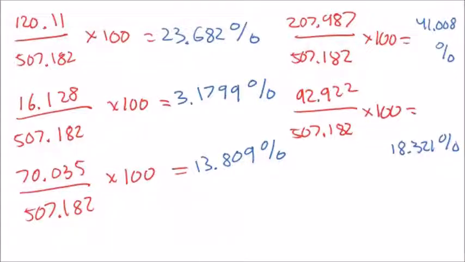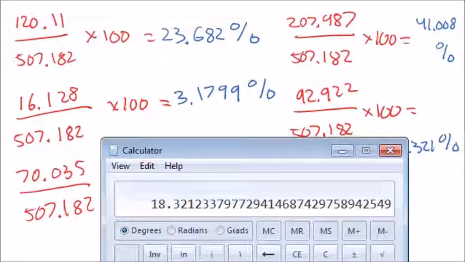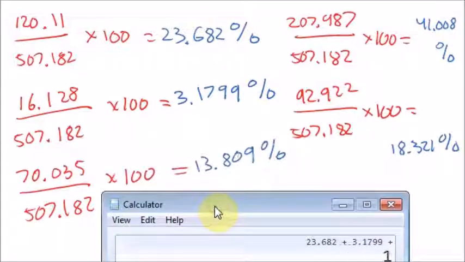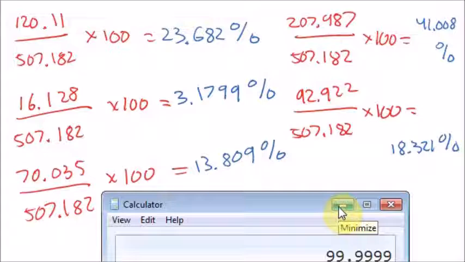So let's go ahead and check our answers. Let's add this up. 23.682 plus 3.1799 plus 13.809 plus 41.008 plus 18.321. Oh god, I hope this is 100. Okay, so 99.9999. So very close to 100. So we know our answers are correct.